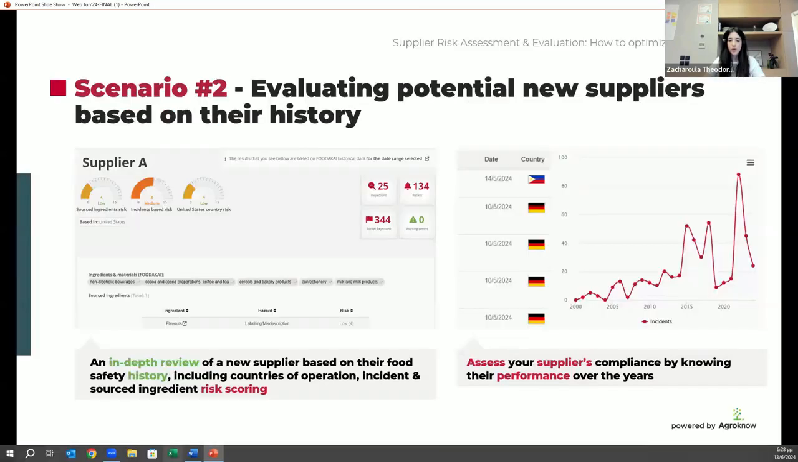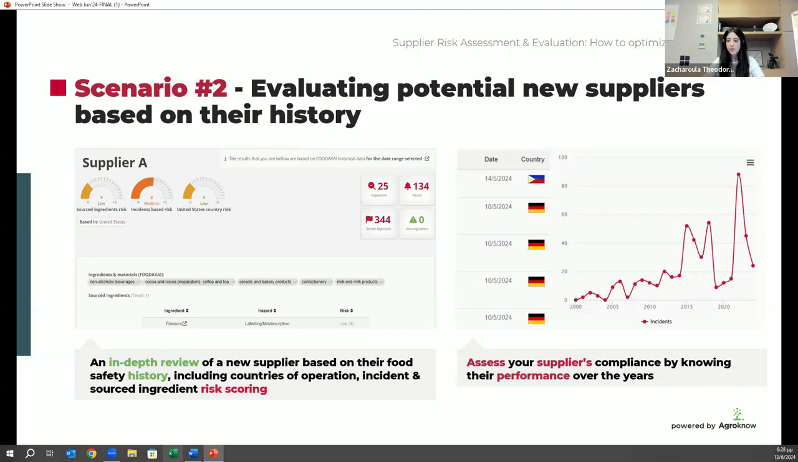So when you have to introduce a new supplier, it is important to have a comprehensive knowledge of their food safety history. Assessing an overall risk performance while not being sure you have access to real-time data can be challenging.